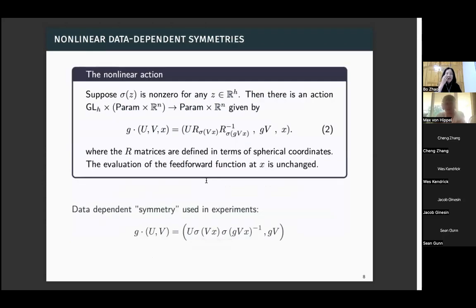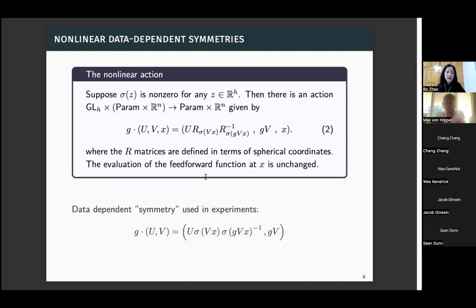We also find a group action that can be applied to the entire general linear group regardless of the activation function. This action is different from the common ones we learn about in algebra classes in that it's not linear and also it depends on data. Usually the action just takes a group element and a point in the parameter space, but here we also take in an additional input, which is the input data X.